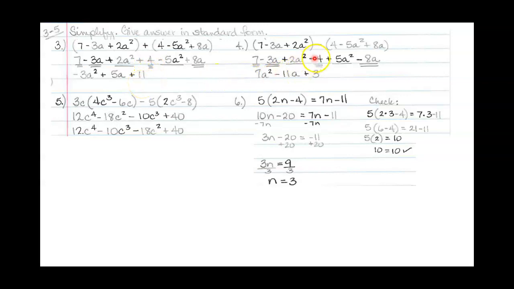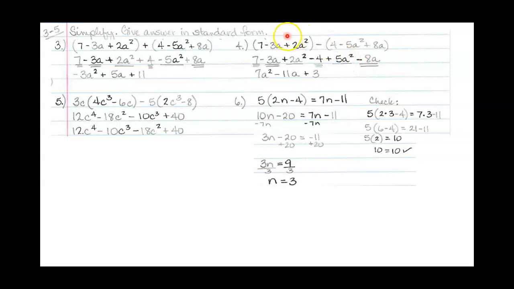Now, when we get to number 4, notice it's telling me to subtract. Subtraction is different because when I subtract, it's going to change the sign of everything that comes after it. You can think of this as a negative 1 right here that's being distributed. So negative 1 times 4 would be a negative 4. Negative 1 times negative 5a squared would be a positive 5a squared. And then negative 1 times positive 8a would be a negative 8a.